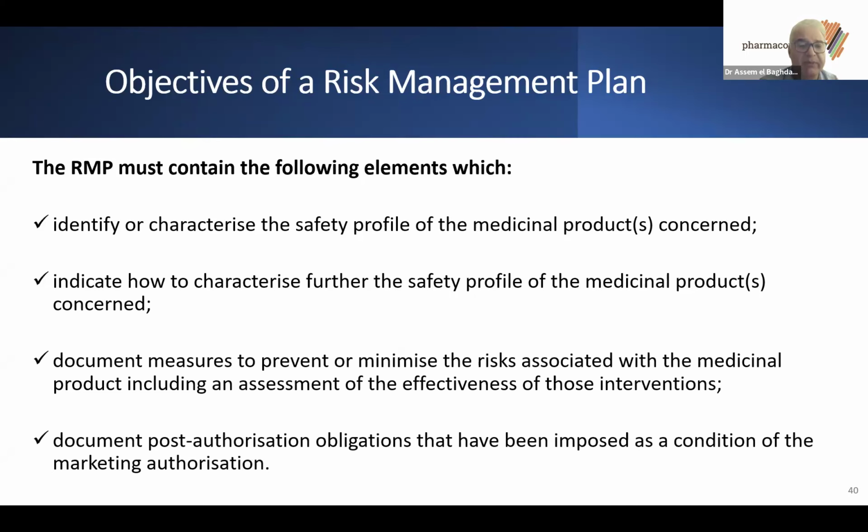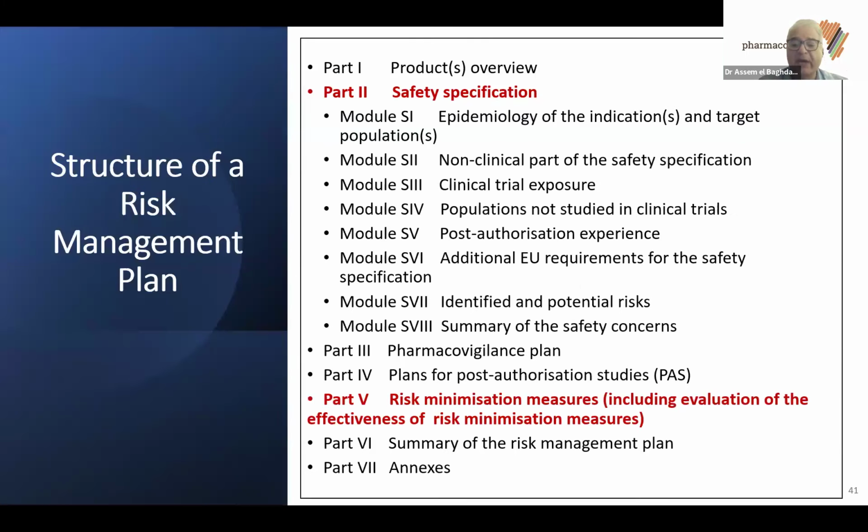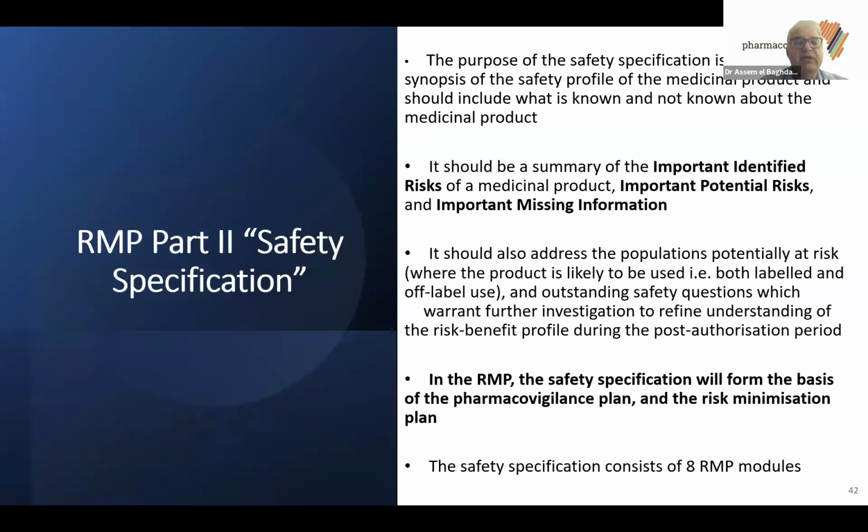Patient safety and public safety is paramount. It always has to come first. What is the structure of this plan? It's a long plan. You know this better than me, with all these sections, but I'm going to talk about 2 sections. Number 1 is the safety spec and the risk minimization.